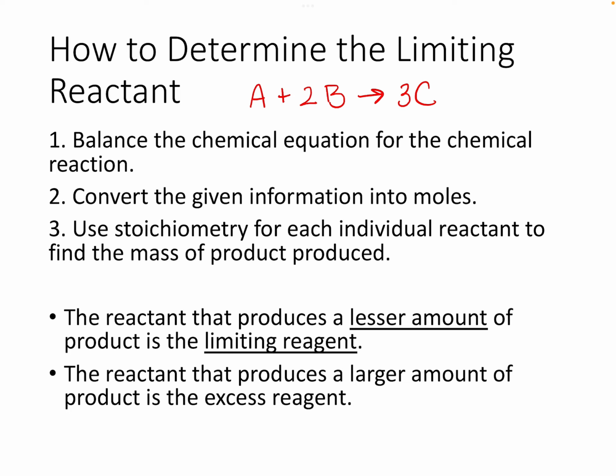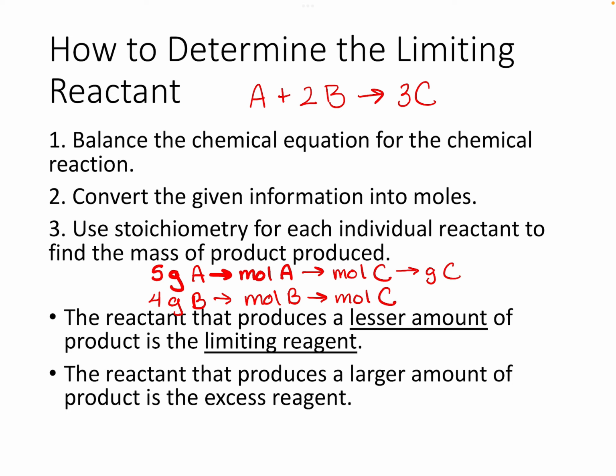So for example, let's say we're told we have 5 grams of A and maybe 4 grams of B. So we're going to convert each into moles first, and then we're going to convert that into moles of the product C. So we'll do that for each reactant. And then if we want, we can go one step further and convert that into grams of our product.